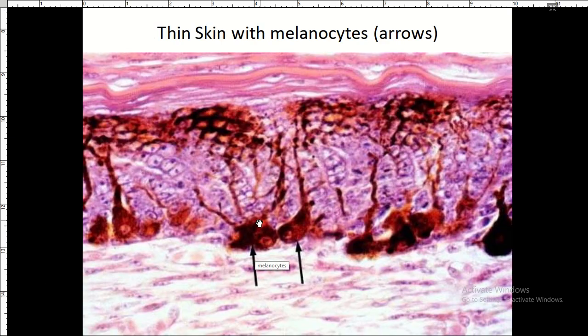Right, so you can actually see these melanocytes. They have these cytoplasmic processes. These processes have melanin. You can actually see they have melanosomes, right? So it is this melanosome that is going to be taken up by the keratinocytes, right? Causing the skin to have its color.